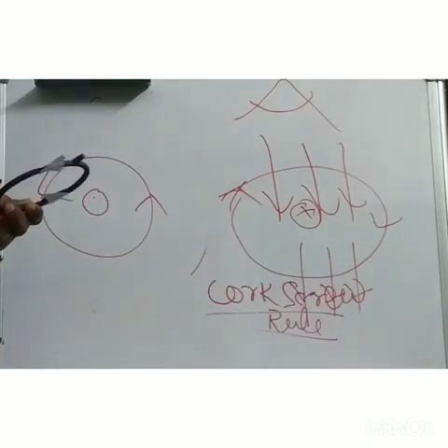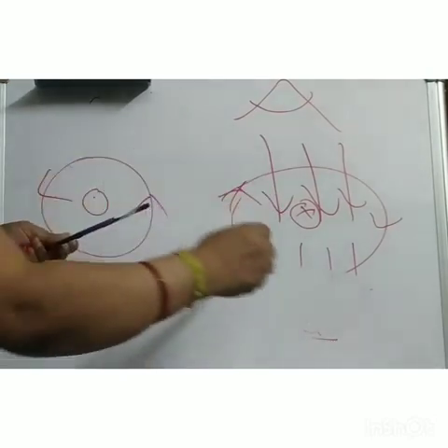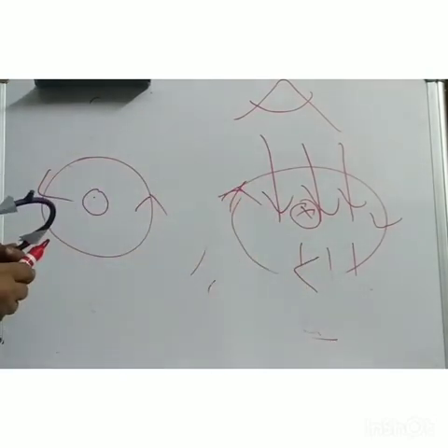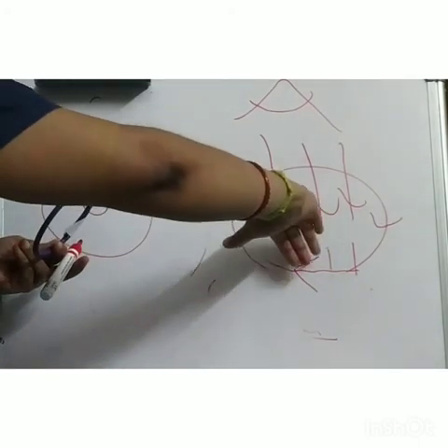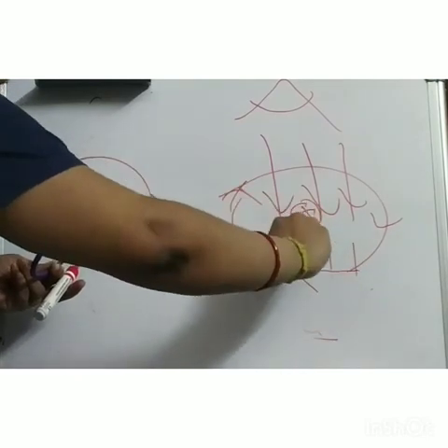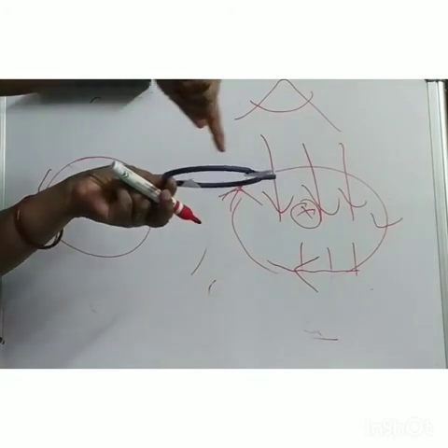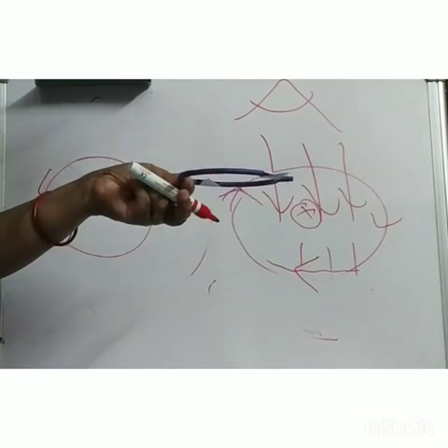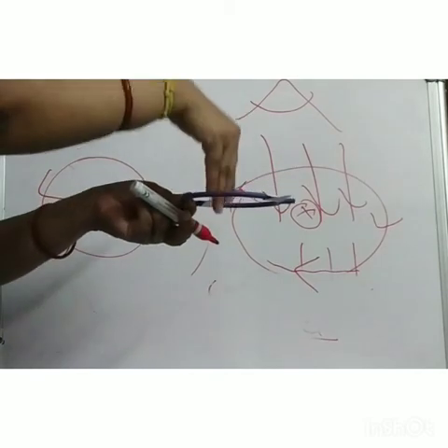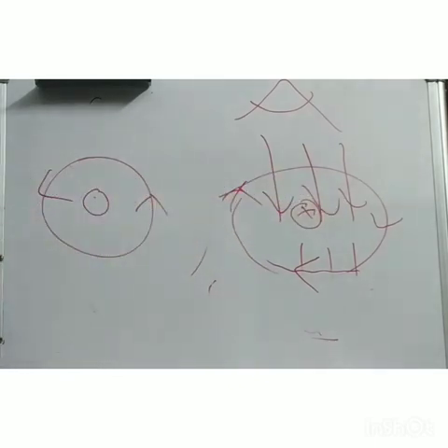Is it clear, children? See, at this point also, when you are applying your thumb rule, it is entering inside and coming out. And from here also, when current is flowing like this, in clockwise direction from top, it looks like magnetic field is entering inside. So it is all the same. Okay? Is it clear? Corkscrew rule?